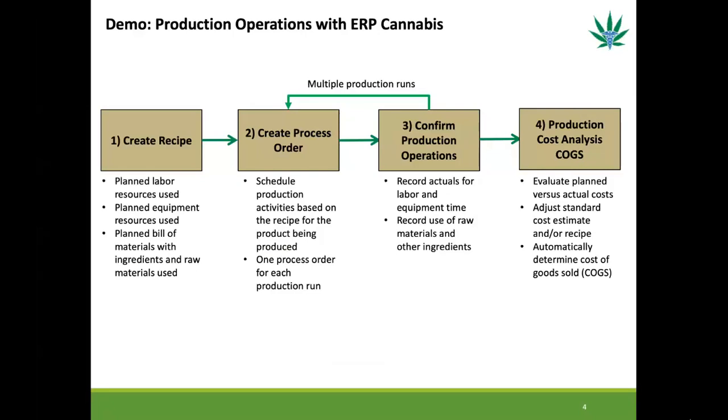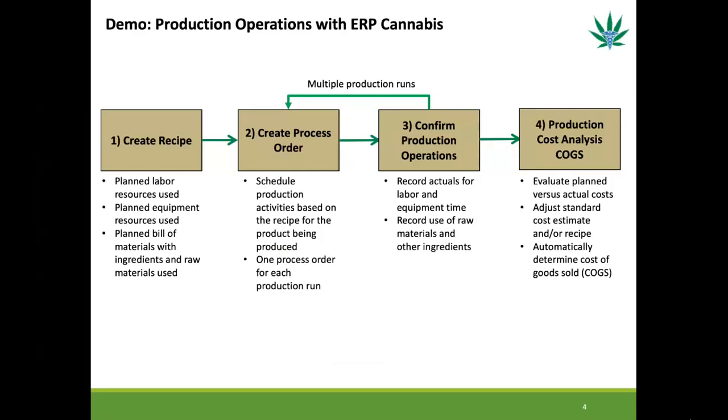But just to summarize what Ben showed, the recipe was created first, and that includes your planned labor resources. It could also include your planned equipment resources that are used as part of the production process, and also your planned bill of materials that would include your ingredients and raw materials. So your bill of materials may include other components that were produced previously, so you could, of course, end up with a linkage from one type of production activity to another, and being able to track all the way through that process until the final product is produced.